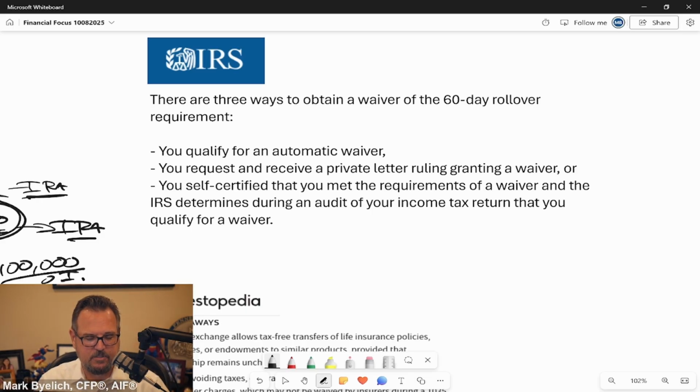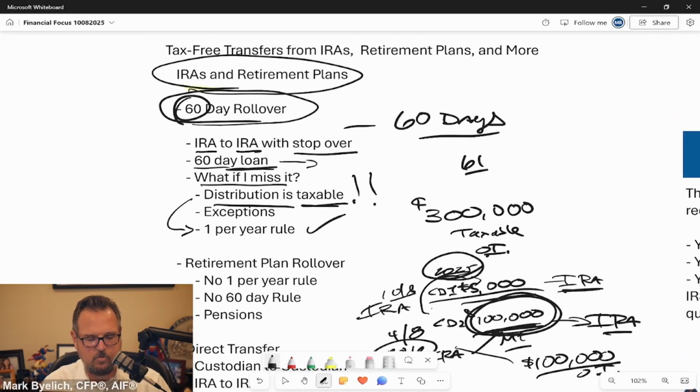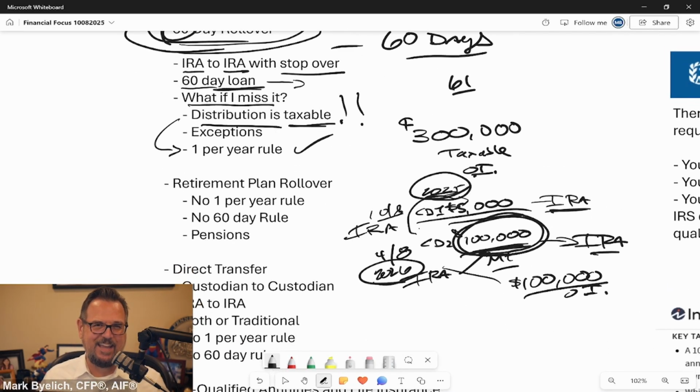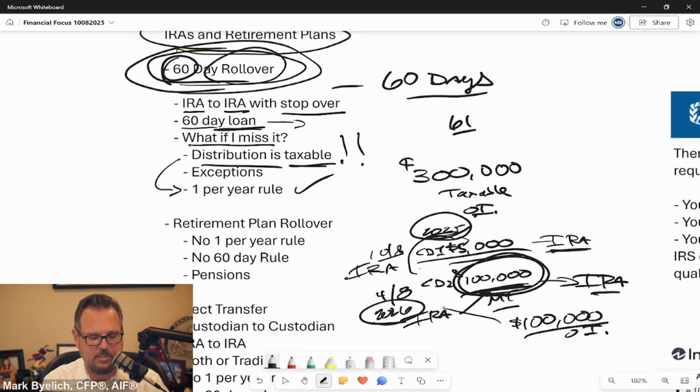Or you can self-certify that you met the requirements of a waiver, and the IRS determines during an audit of your income tax return that you qualify for a waiver. Well, that sounds like a real pain in the neck, doesn't it? So just avoid it altogether and try not to use the 60-day rollover rule. But that's the one way that we can, in fact, transfer funds from one account to another without paying taxes immediately. Now, to make things a little confusing, there's other types of rollovers.